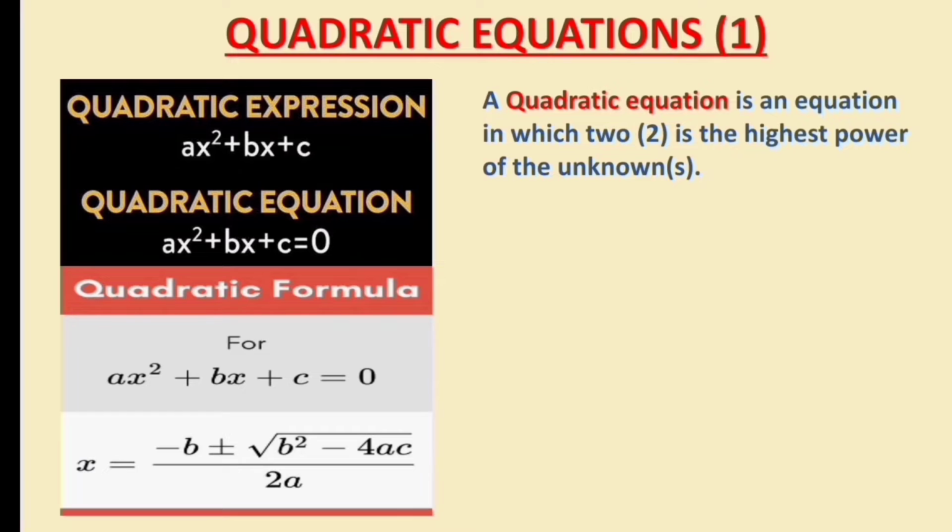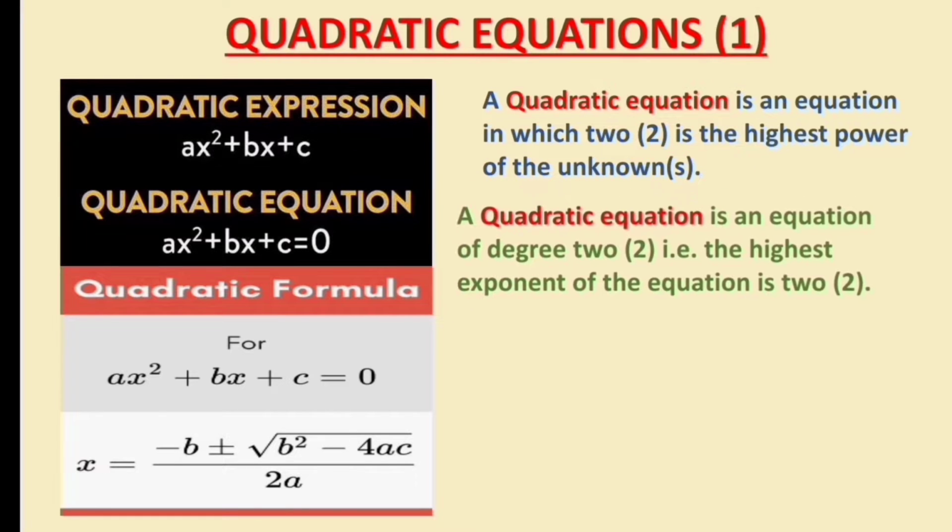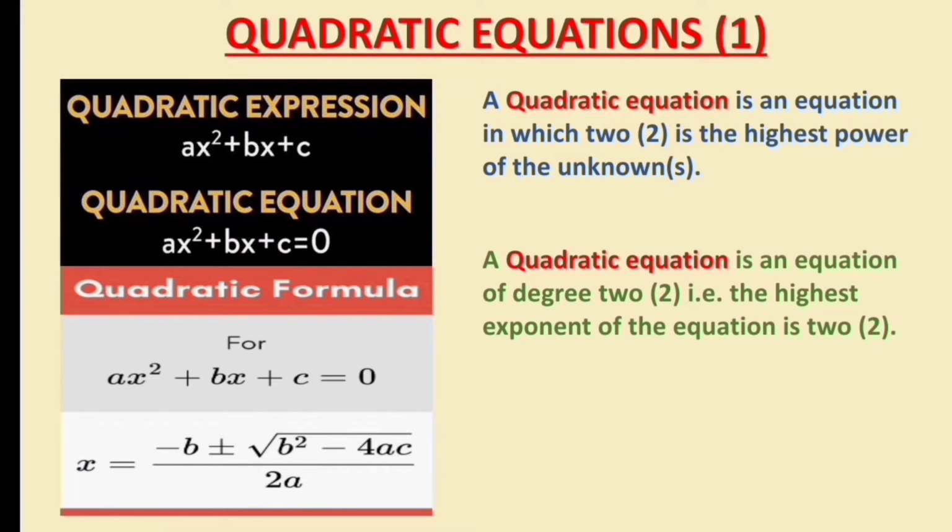From definition, a quadratic equation is an equation in which 2 is the highest power of the unknowns. Also, a quadratic equation is an equation of degree 2. That means that the highest exponent of the equation is 2.